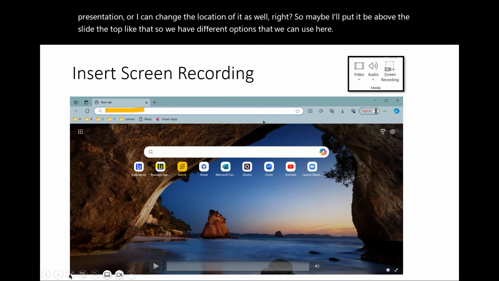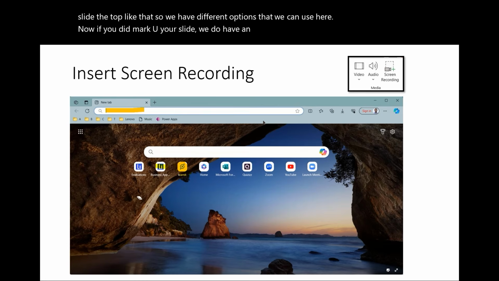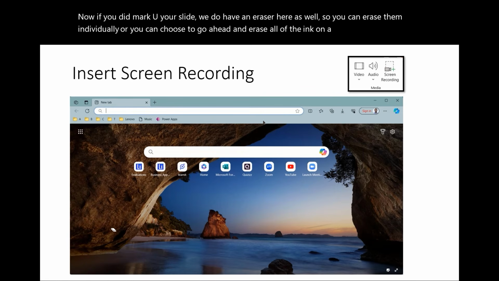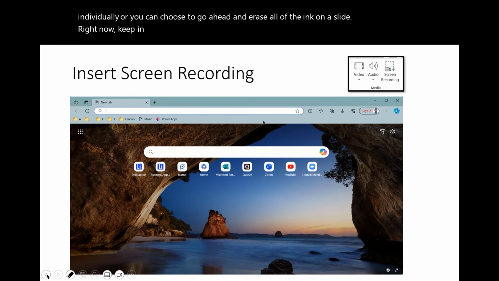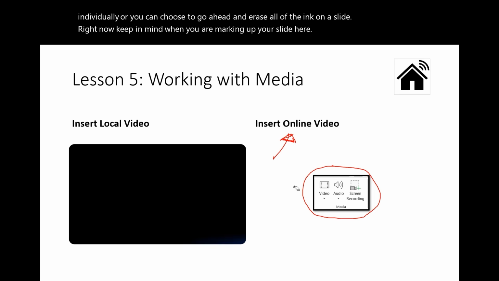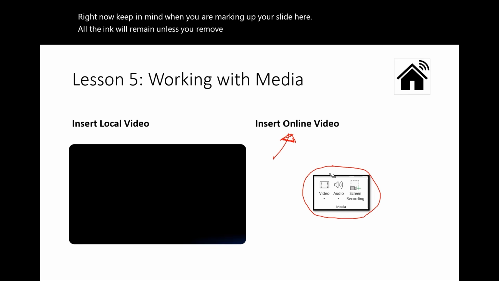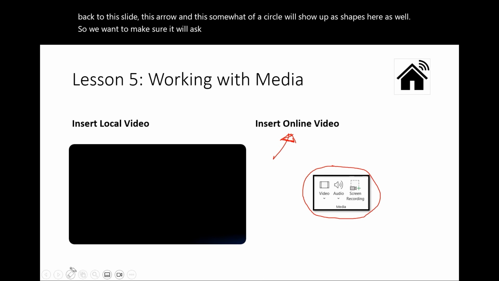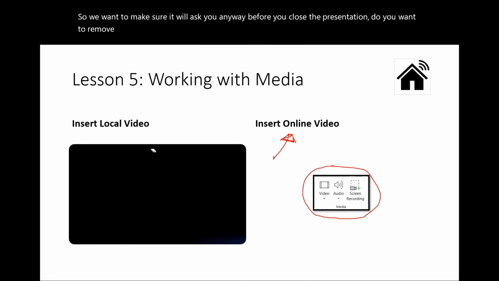Now, if you did mark up your slide, we do have an eraser here as well, so you can erase them individually, or you can choose to go ahead and erase all of the ink on a slide. Right. Now, keep in mind, when you are marking up your slide here, all of the ink will remain unless you remove it. So if I were to close my presentation here and go back to this slide, this arrow and this somewhat of a circle will show up as shapes here as well. So you want to make sure, it will ask you anyway before you close the presentation, do you want to remove all the ink as well?